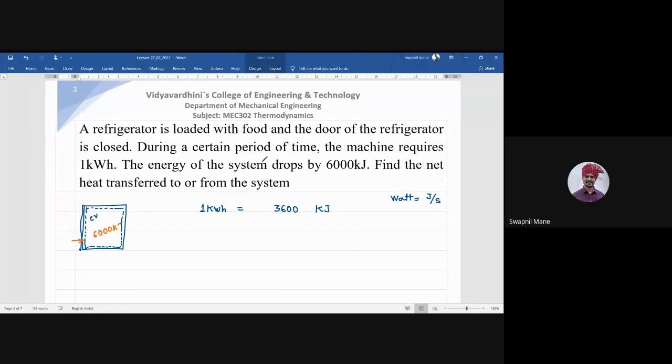Yes or no? So what kind of energy is this? Is it heat energy, work energy, or some other energy? Heat energy. The energy of the system drops by 6000 kilojoule. Find the net heat transferred to or from the system.